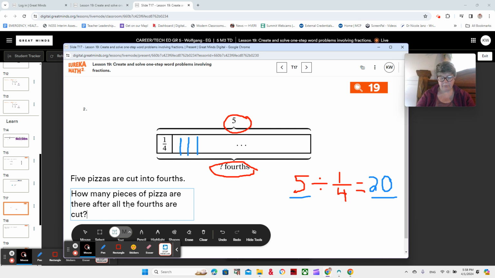Could you write something else? Could you write about cutting something else into 5? Like 5 feet of ribbon or 5 feet of cloth, and you're making pieces that are each 1/4. Sure, that would be fine. Make sure you have your word problem written down there for number 2.